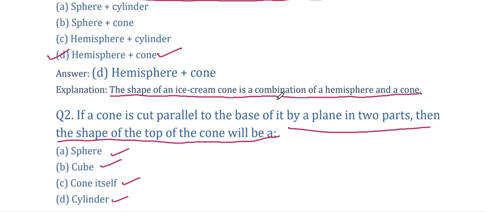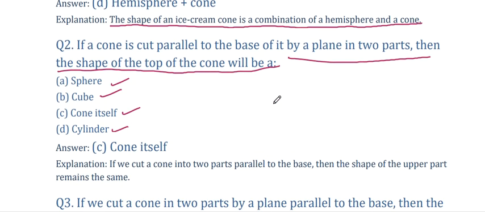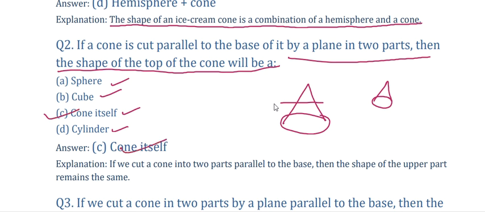So here is the answer. You can see, cone itself. If we cut a cone into two parts parallel to the base, then the shape of the upper part remains the same. I think this is your cone, right? If you cut it parallel, then what do you get? Again you get a cone like this one. So we go with option C, that is a cone itself, right?